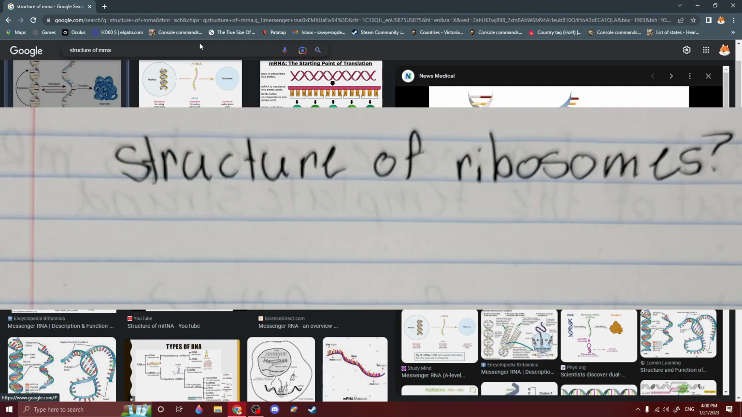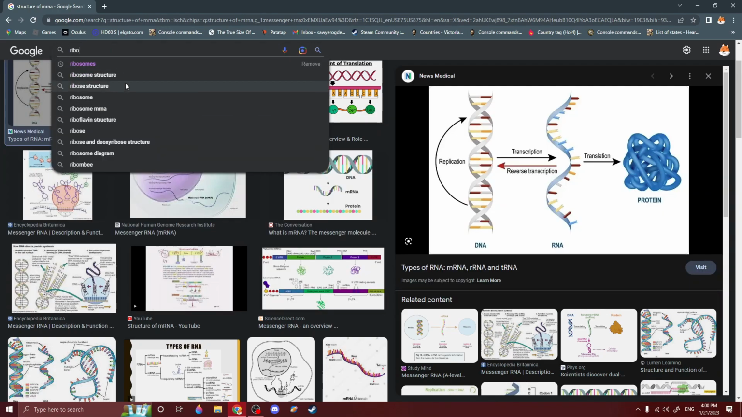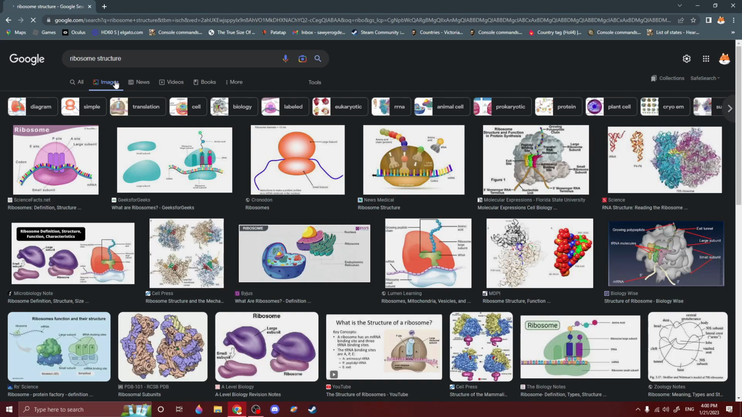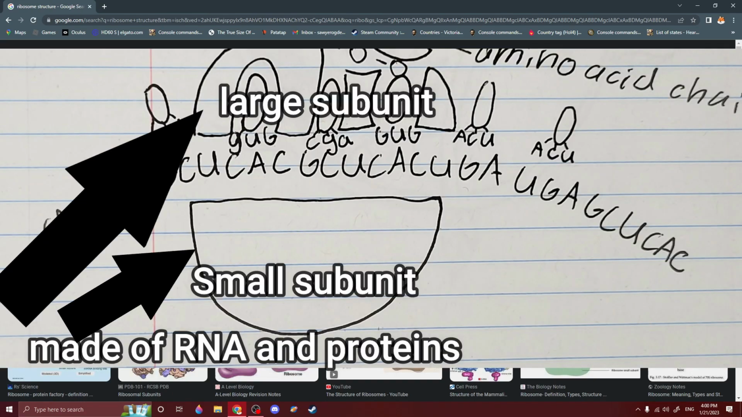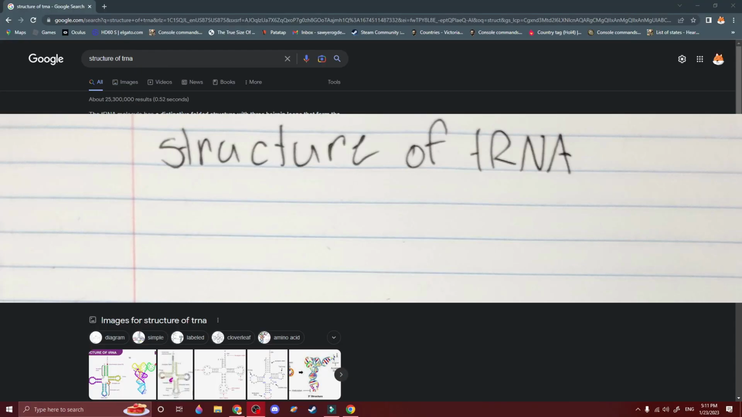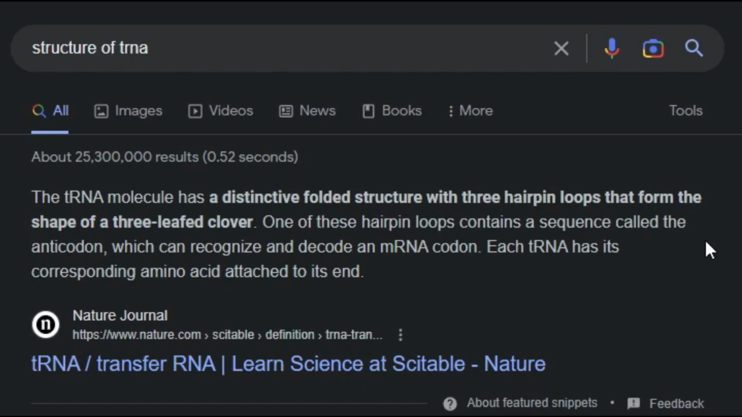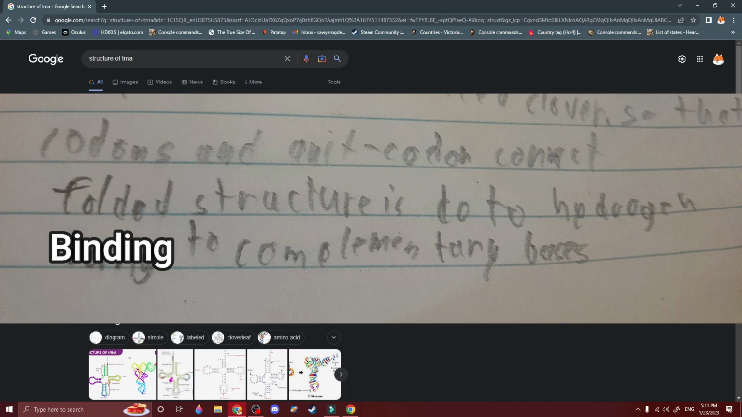What is the structure of these ribosomes? Well, glad you asked. It looks like this. Wow, and this too. That's so cool. What is the structure of tRNA? Well, tRNA is a distinctive folded structure with three hairpin loops, don't ask me what that is, that form the shape of a three-leafed clover so that the codons and anticodons connect.